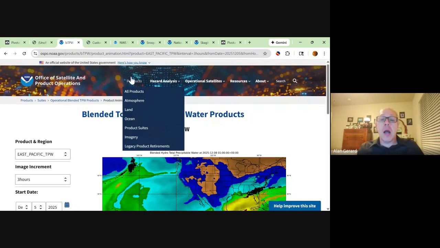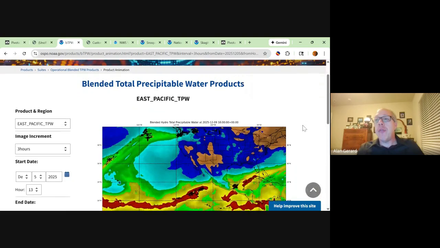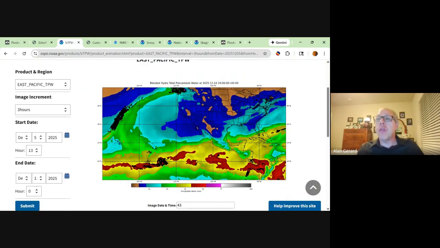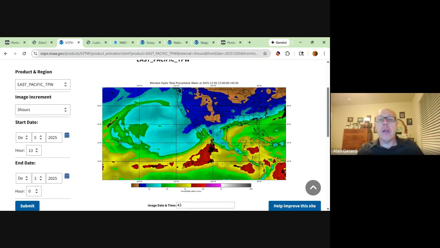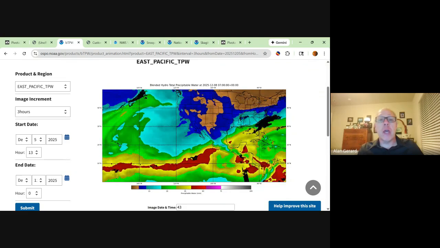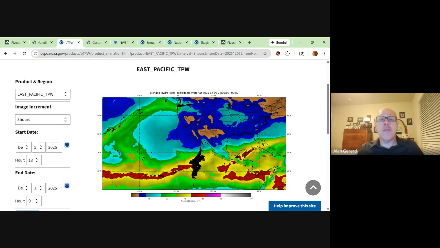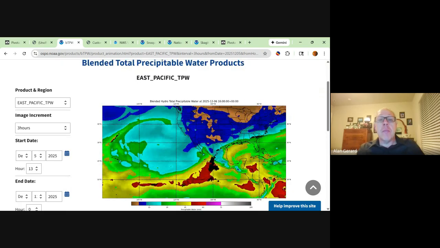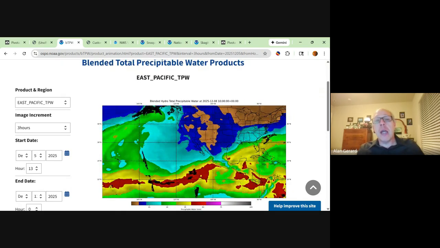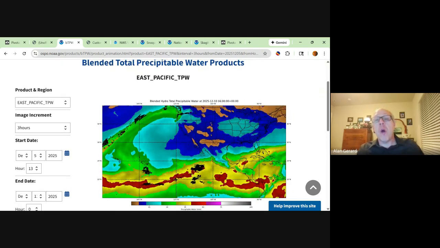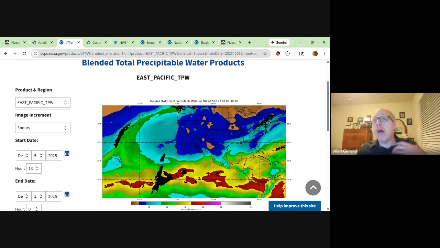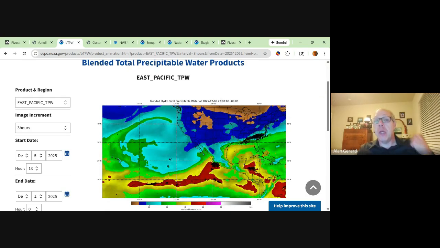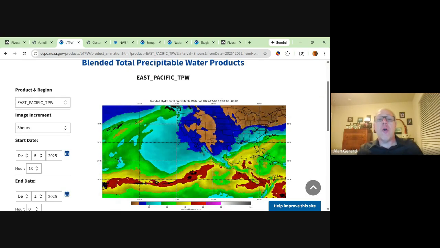So I want to take a look here at this. This is a map of moisture, essentially, an animation of moisture over the last several days over the Eastern Pacific and the United States. And the product I'm looking at here is precipitable water, which basically is the amount of moisture that's in the atmosphere that can be condensed out to form rainfall.